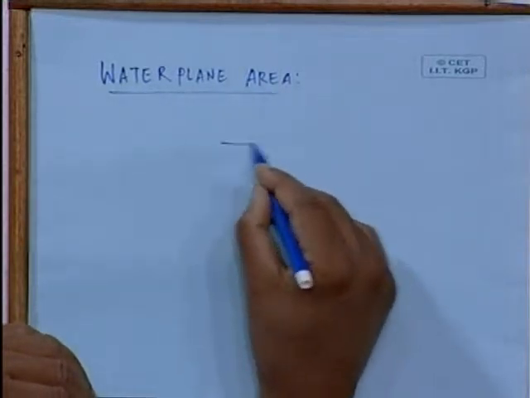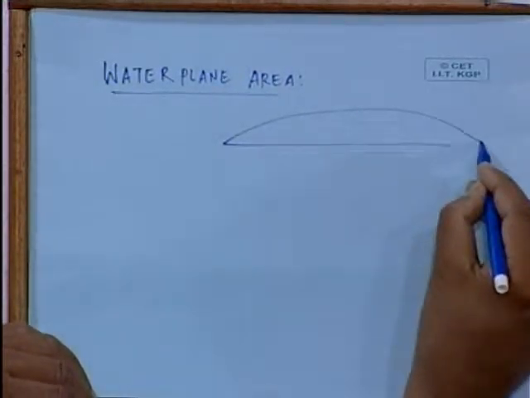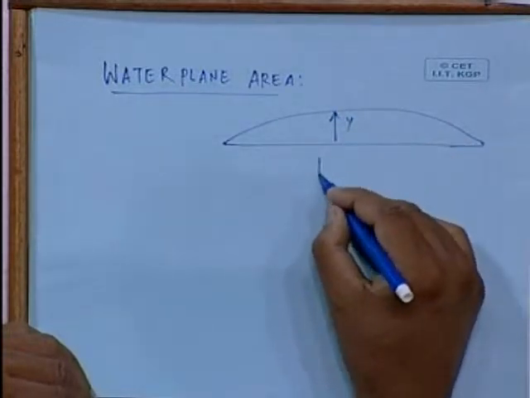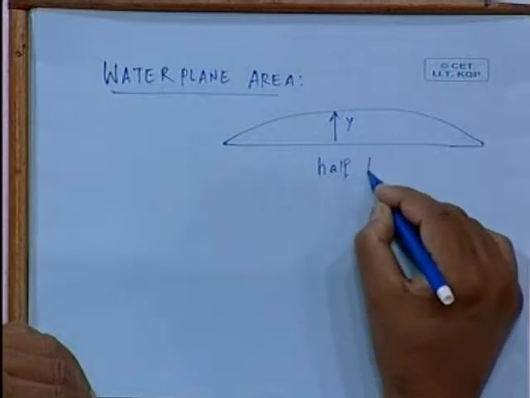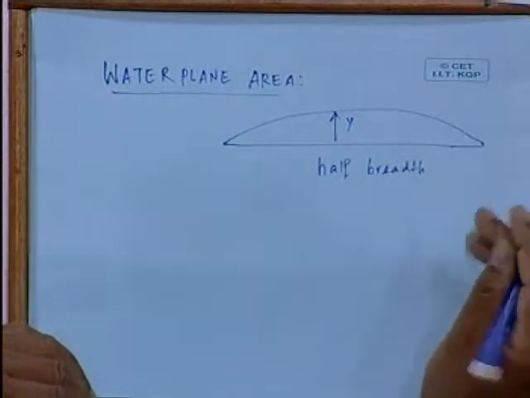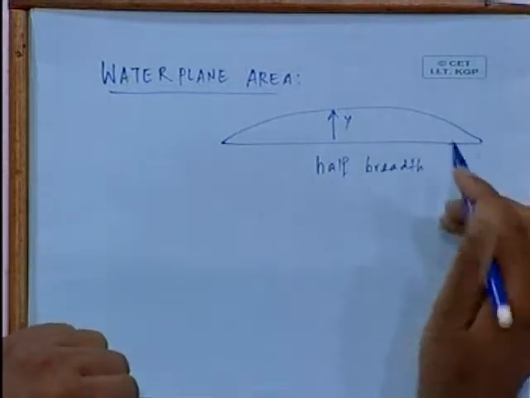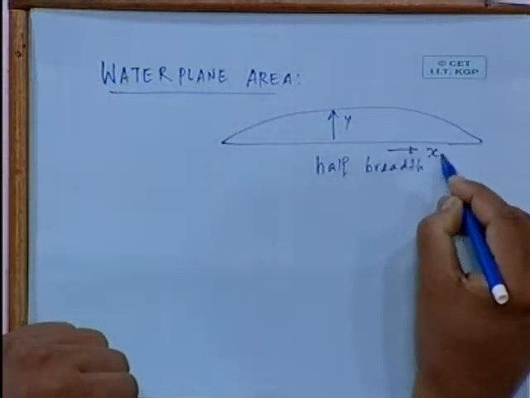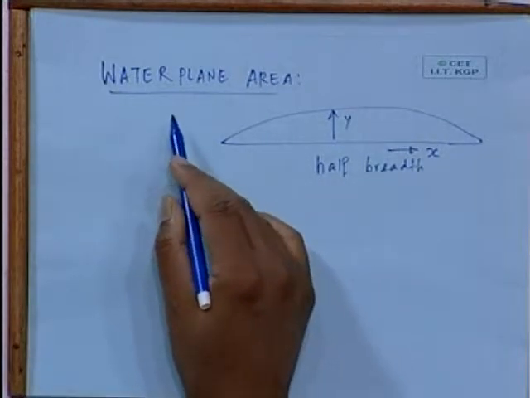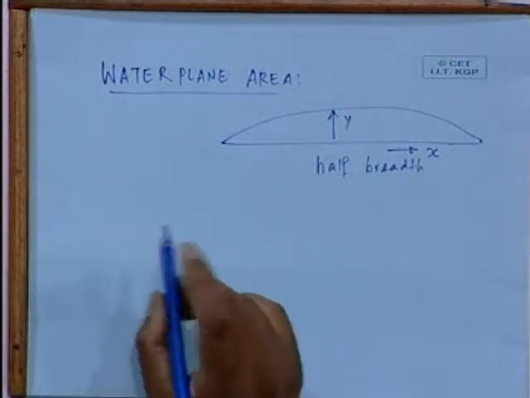That is, I have a water plane area of this. This is my y. This is my half breadth. Okay. Now and this is my x. I need to calculate a number of calculations for the water plane area.